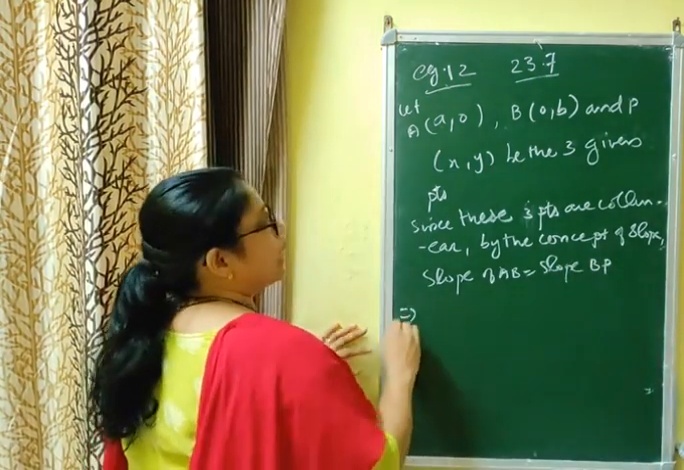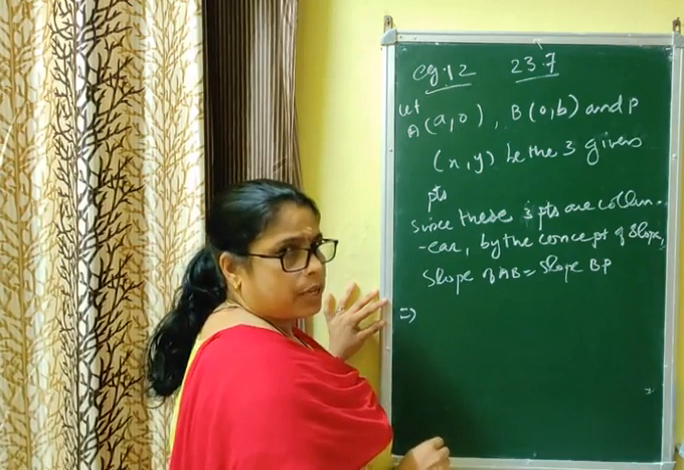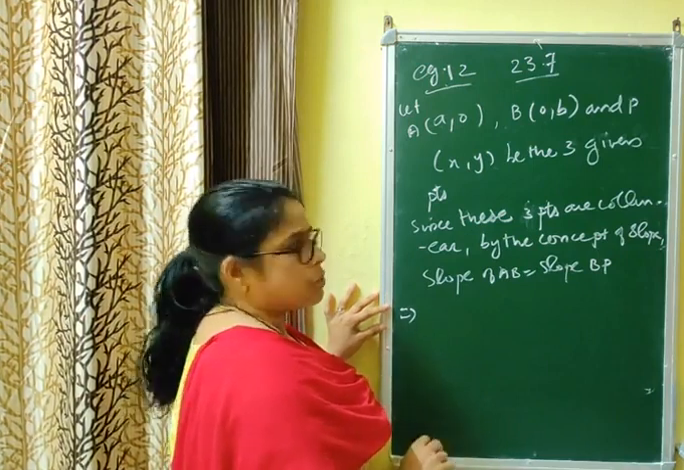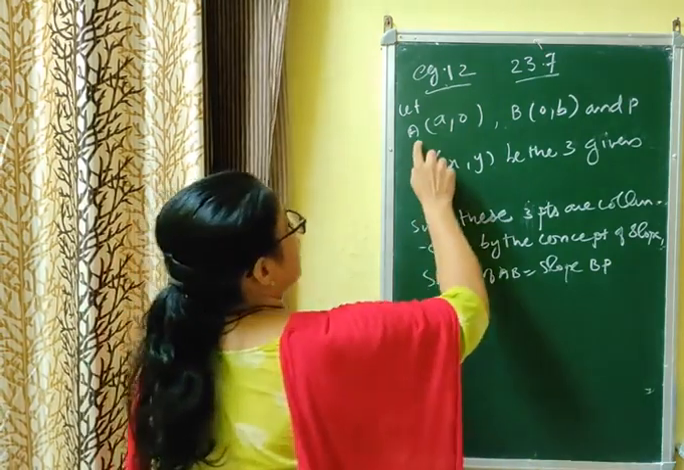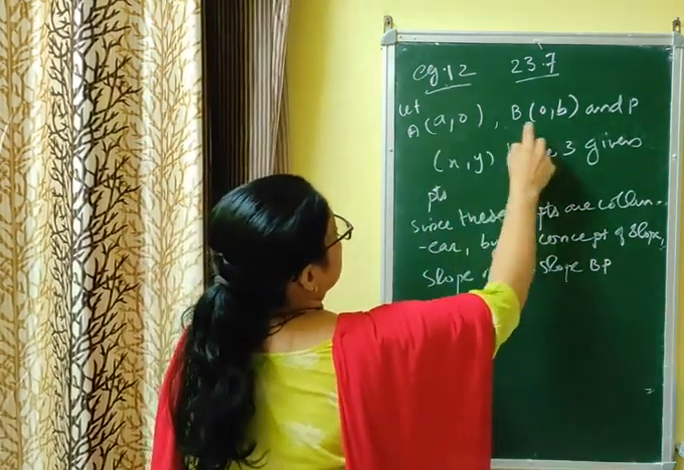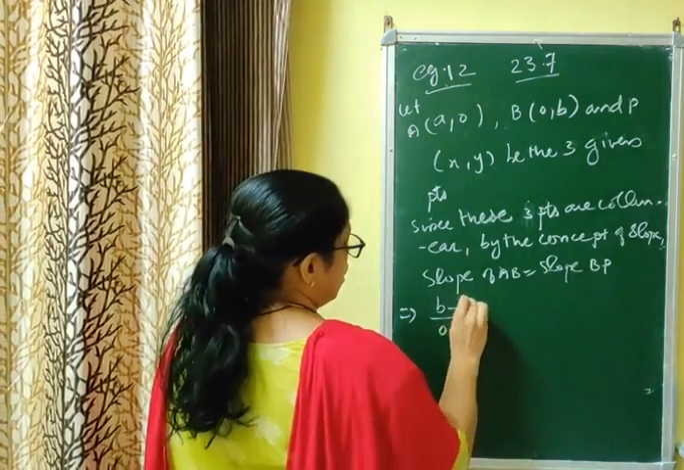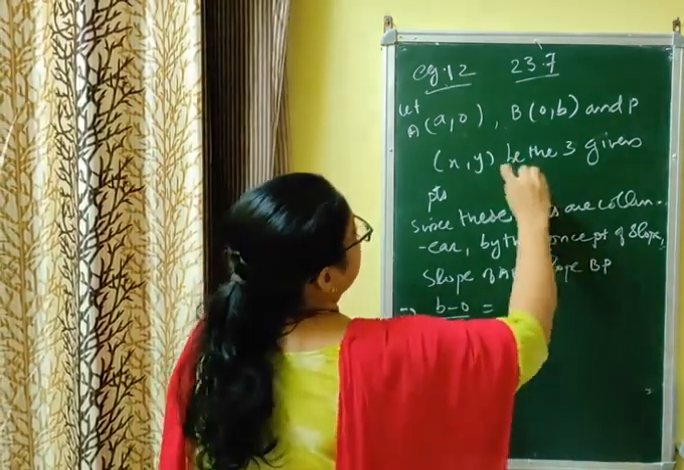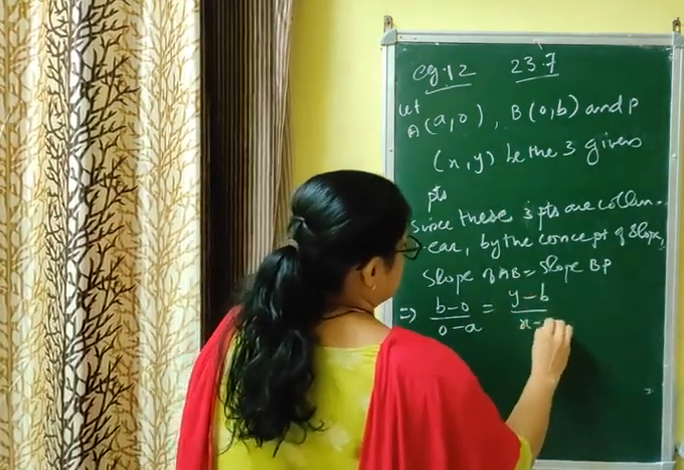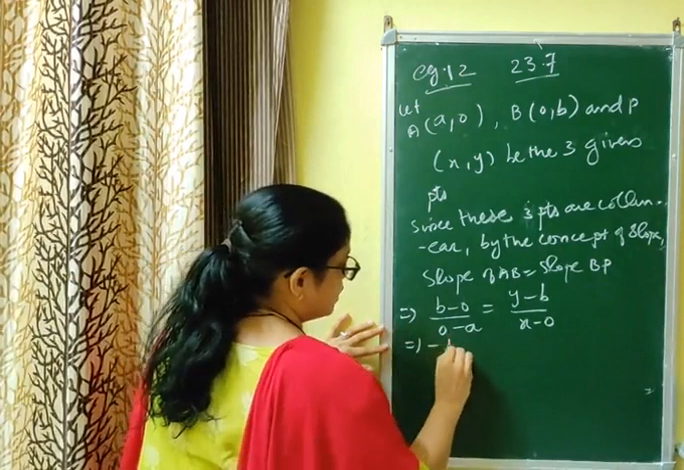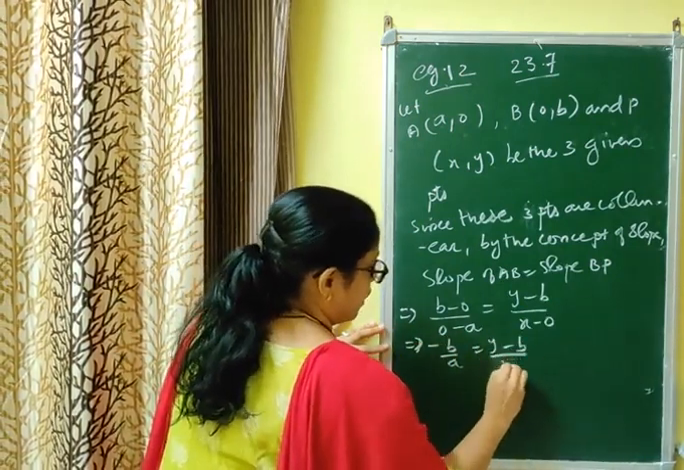Now slope of the line passing through two given points whose coordinates are given as x1, y1 and x2, y2 is, as in the previous question, y2 minus y1 upon x2 minus x1. In the case of AB, this is x1, y1, this is x2, y2. That implies b minus 0 upon 0 minus a. BP is y minus b upon x minus 0. That means minus b by a is equal to y minus b upon x.